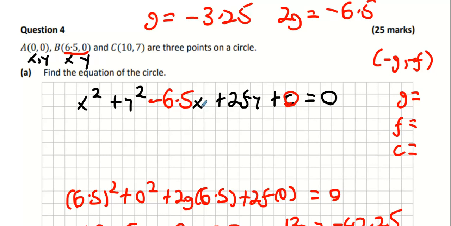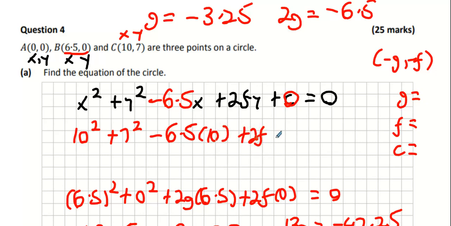Okay, now here's what we're going to do. We're going to use 10 and 7 for the x and y. Plus 7 squared. It's going to be minus 6.5 times our x value, which is 10. It's going to be 2f times our y value, which is 7. Now 2f times 7 is 14f, so I'm just going to save myself a bit of time here. The c value we know is 0.